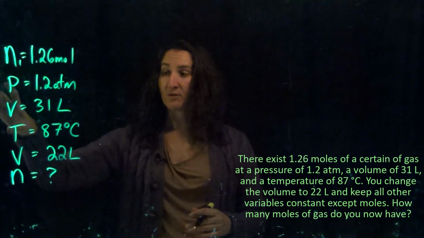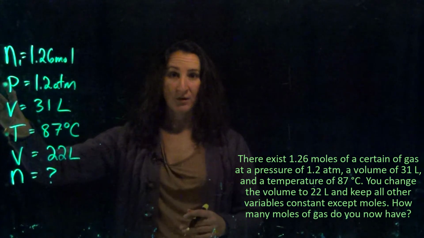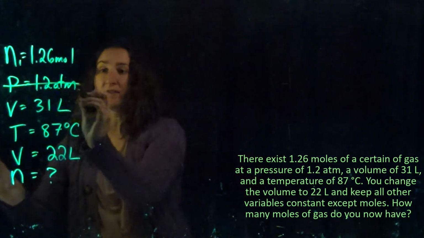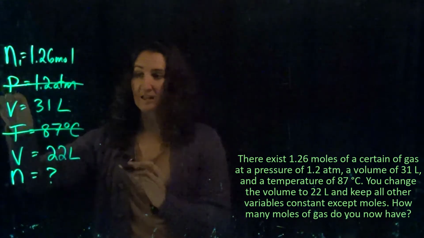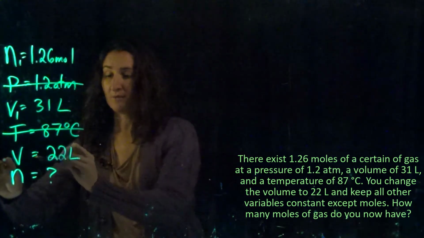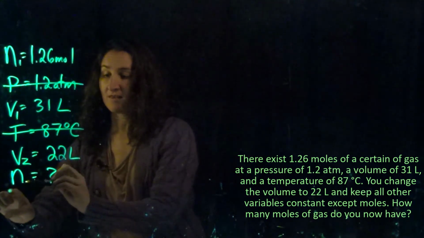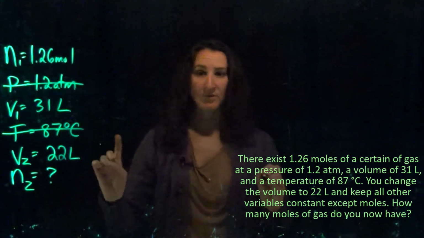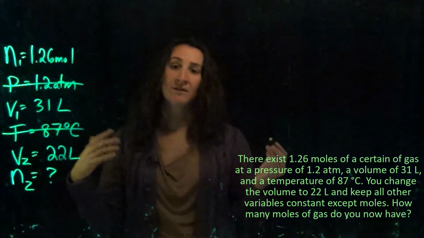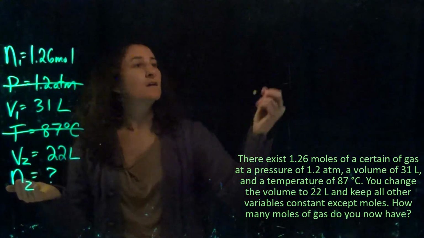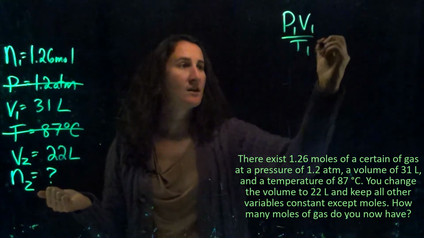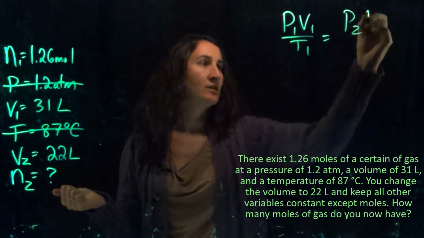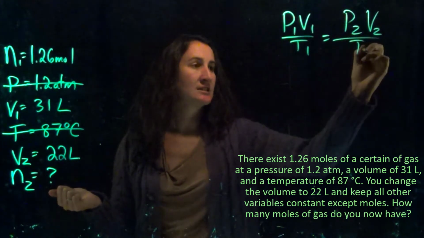Now, I would go through and say, okay, it said these two are constant, so I don't need to worry about them. What I need to worry about is this was my initial state, this was my initial volume, this is my second volume, and then this is my second number of moles, which I'm trying to find. So let's look at our combined gas law again. Normally we just have P1 V1 over T1 equals P2 V2 over T2.